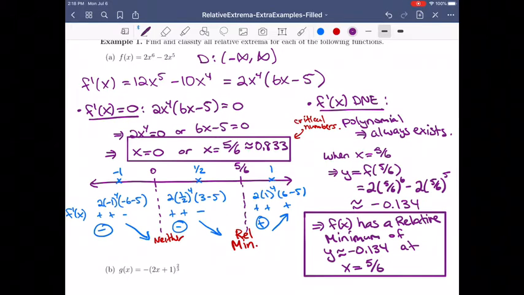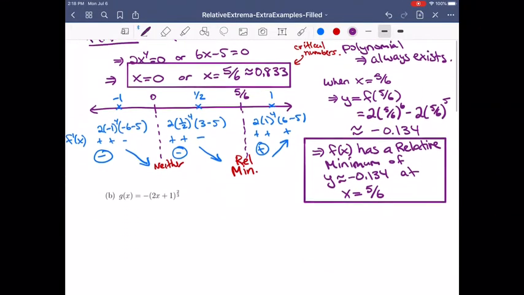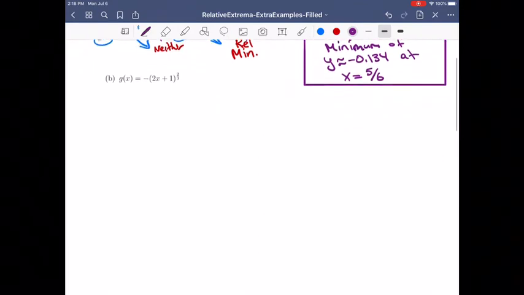Okay, so let's try another one. g of x is (negative 2x plus 1) to the power 2/3. Because this is a cube root, so the cube is on the bottom of this exponent, that means I can plug in any x value. It doesn't matter if this thing inside is positive or negative. So again, we're going to have the domain being all real numbers.